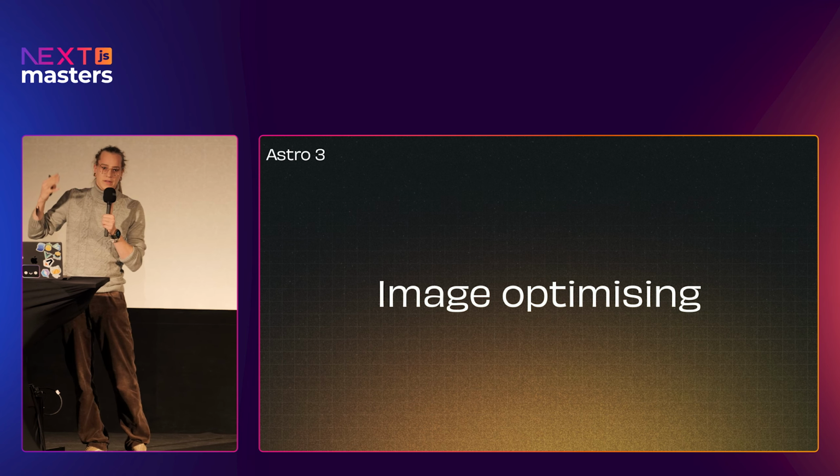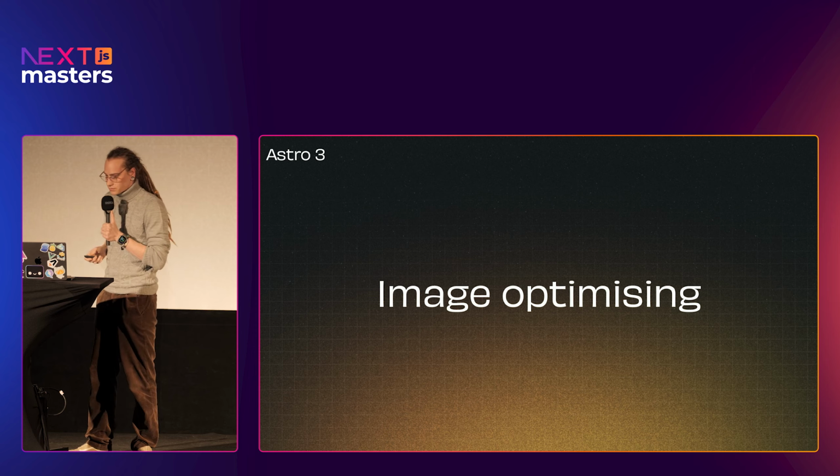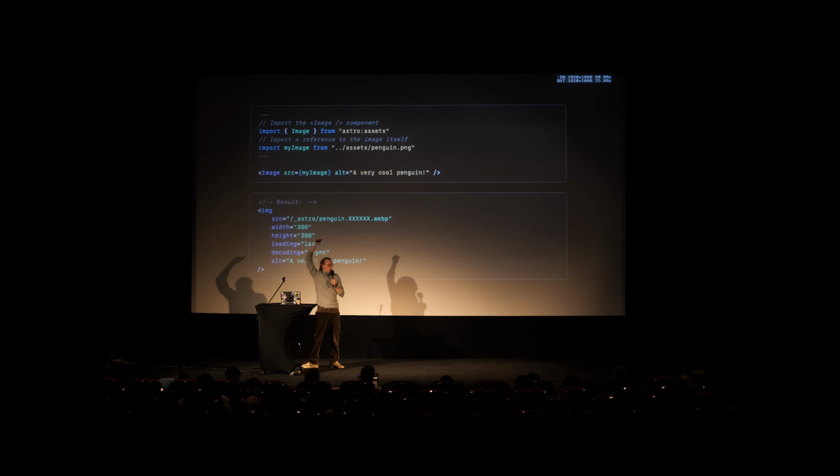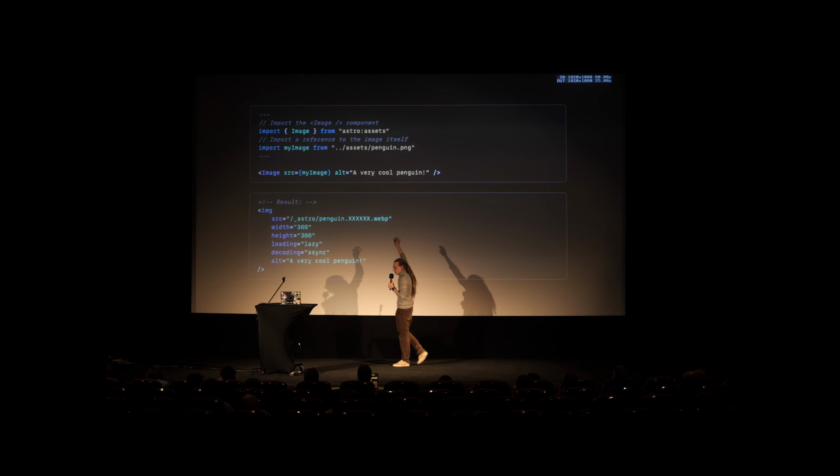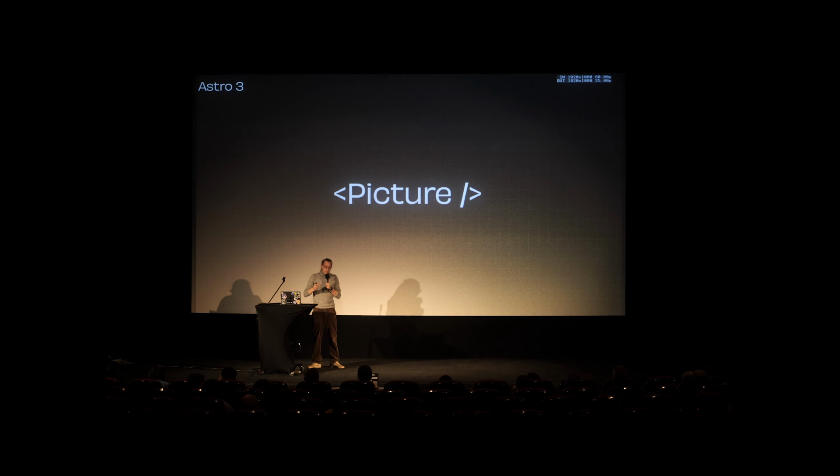But by Astro 3, we built it native into Astro Core. It looks like this. So actually at the top, you can see the input. It's basically you import an image, and then we will take care of the rest, transform it to WebP, get way faster rendering performance.